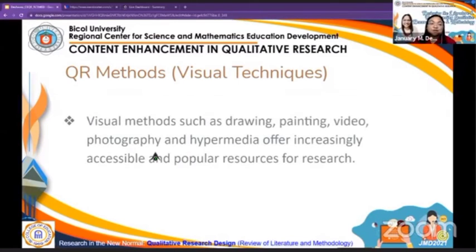Specifically now, we are also using the visual techniques. This is actually an interesting and stimulating interactive approach to gather information. So most of the time, you use drawing, painting, video, photography, and hypermedia. And there are actually lots of papers or publications about this. So what are the types that you could consider? There are researchers who have actually conducted the cartoon test. So the participants were presented with a picture of a cartoon, and then they just ask them what they think.